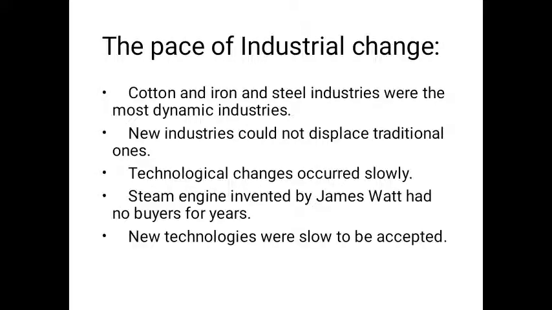The pace of industrial change. Cotton and iron and steel industries were the most dynamic industries which saw changes in the industrial period. New industries could not displace traditional industries or traditional units of production. Technological changes occurred slowly.